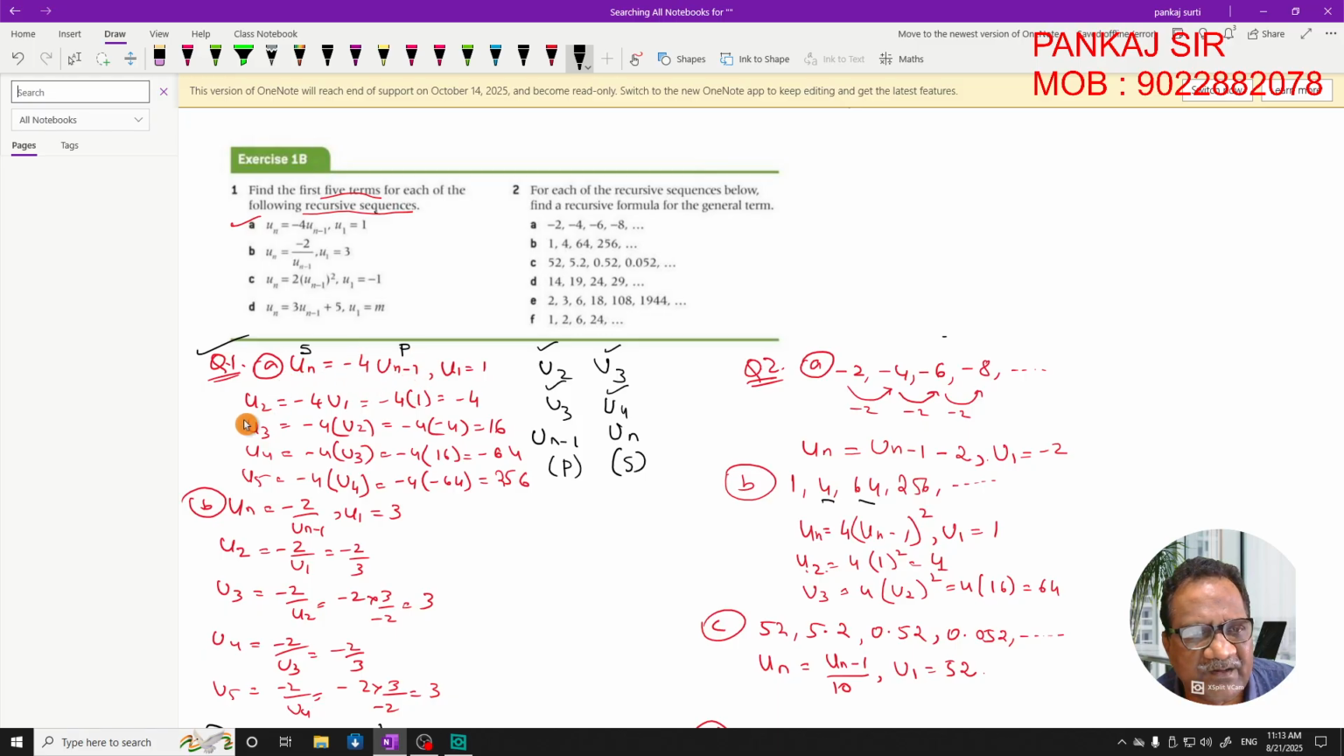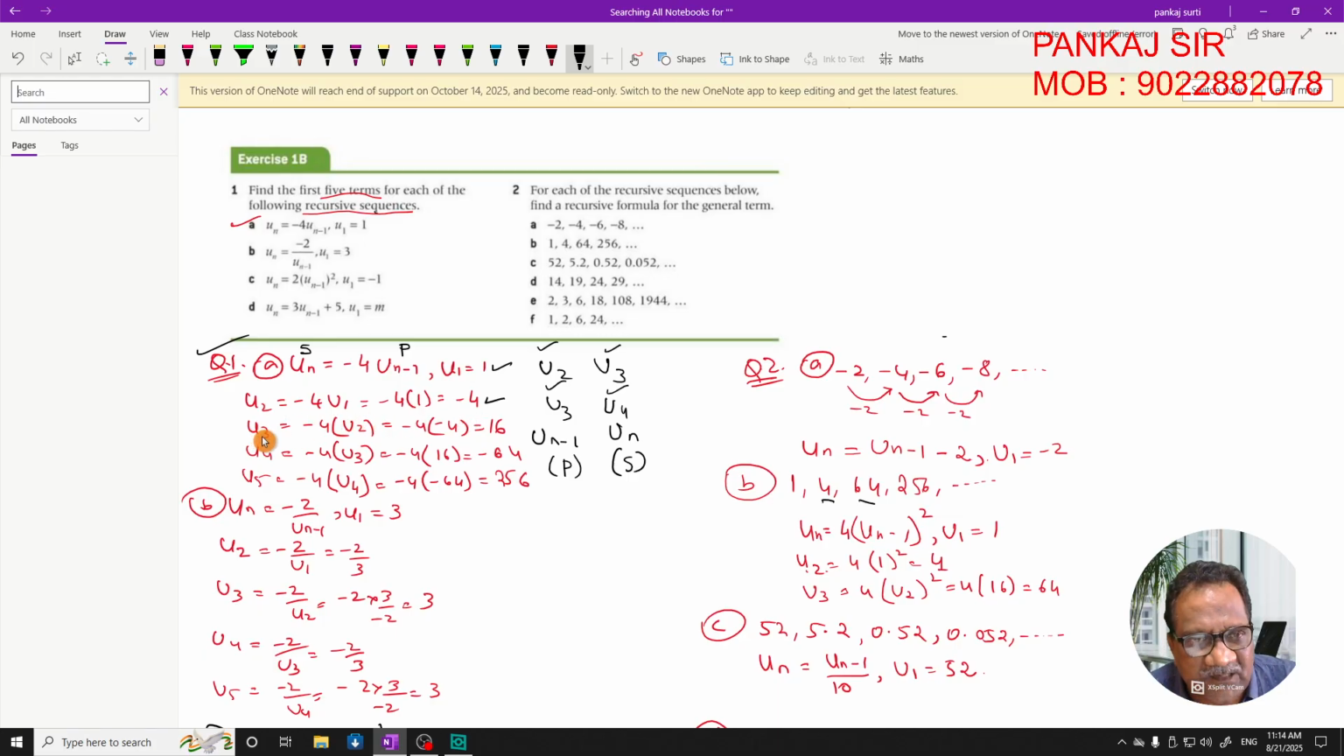So if you want to find out u2, the second term, then it will be minus 4 times u1, because when it is u2, un minus 1 has to be u1. u2 is equal to minus 4 times u1 and u1 is given to you as 1. Minus 4 times 1 will be minus 4. So the second term of this particular sequence is minus 4. The first term is given to you, it is 1.